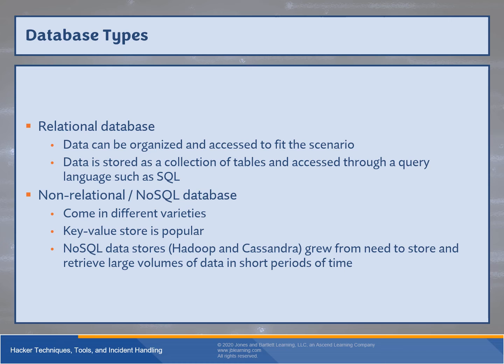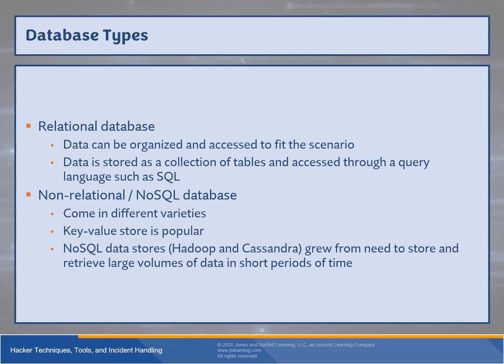Now, databases traditionally come in two flavors: relational and non-relational. A relational database is where data can be organized and accessed to fit a scenario and is stored as a collection of tables. Query languages like SQL will be involved in order to retrieve that information from the table. So that's where we get the select from. We're going to say from this particular table or number of tables, we're going to select information that matches this criteria. That's why SQL is so powerful, but can also be very easily manipulated.